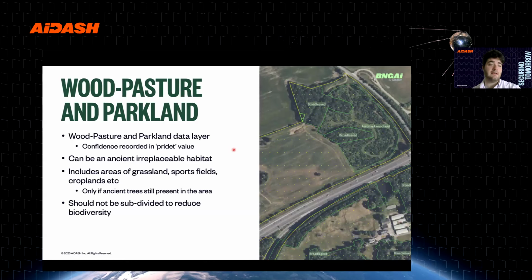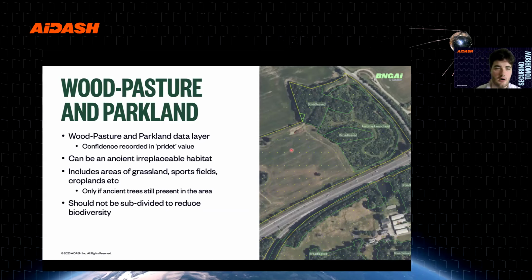And in that, it's really clear that areas of grassland, sports fields, croplands, pasture, converted land still meet the definition of wood pasture and parkland, so long as there are veteran or ancient trees on site that are of biodiversity or conservation value. And those may not be right in the area that you're looking at or in that habitat parcel. That's a judgment call that you need to make, but you need to understand that the spatial scale of this is much bigger than you would normally expect to see on a habitat.